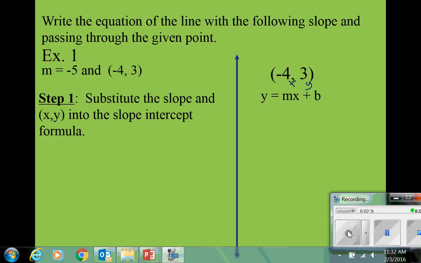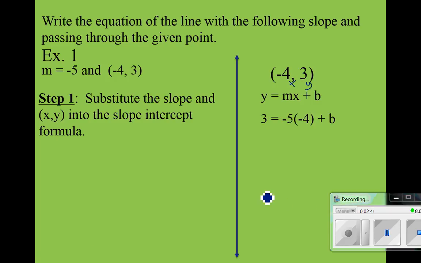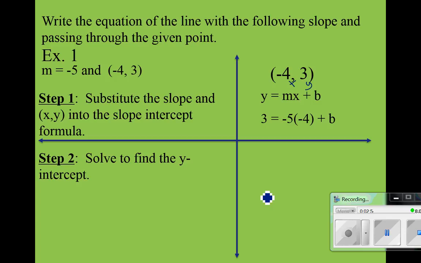You should have gotten 3 equals negative 5 times negative 4 plus b. Is everybody good? Okay, go ahead and draw a line because we're going to move on to step 2, which is solving to find the y-intercept.